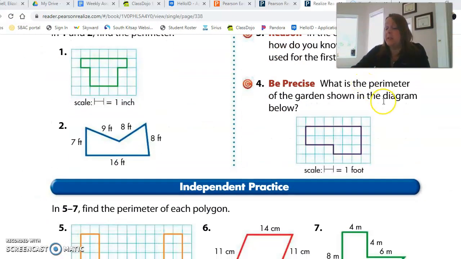Okay, we have to be precise. That means you have to count very carefully. What is the perimeter of the garden shown in the diagram below? Well, Bunny is going to help me because when we find the perimeter, we have to add up all the sides. Okay, let's see if we can count them. And I like going clockwise again because then I don't get confused. Ready?